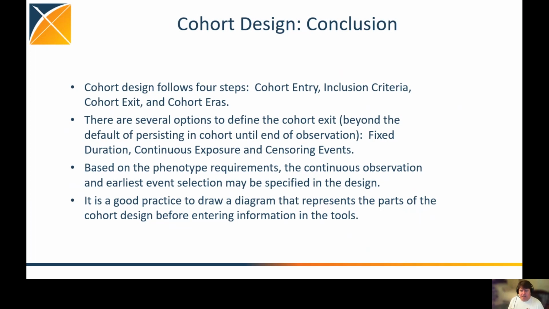And finally, it's good practice to draw a diagram that represents the parts of your cohort design before trying to enter the information into the tools. So get into the habit of drawing your timeline, determining where the cohort entry may appear, and then what events are you going to look around that entry event for purposes of including that person into the cohort. Once you do that, determine how long you want this person to exist in the cohort. And all these elements, if you draw it out, it will make using the tools much easier once you know the goal that you're trying to accomplish.